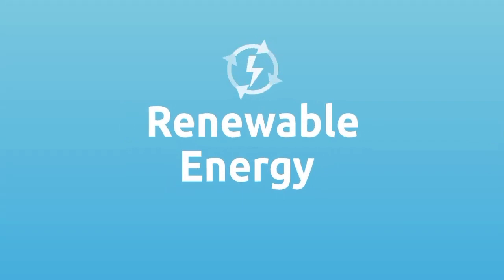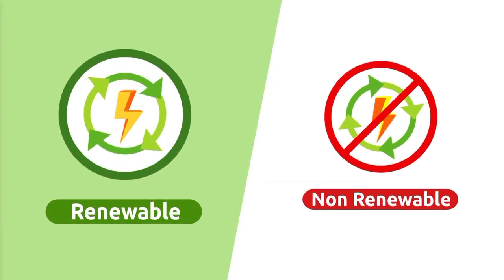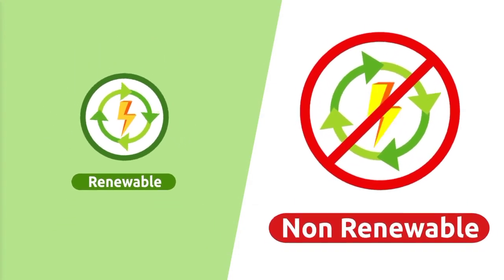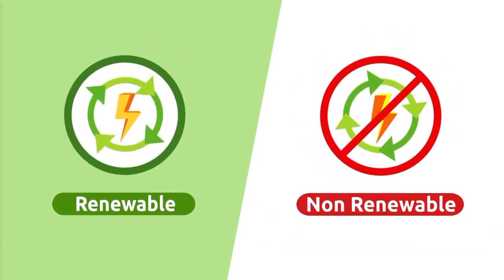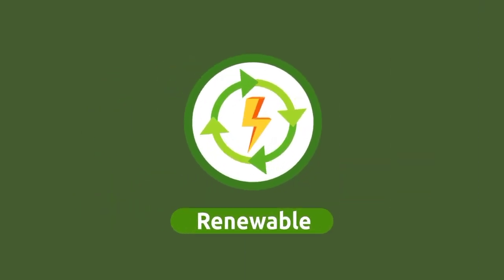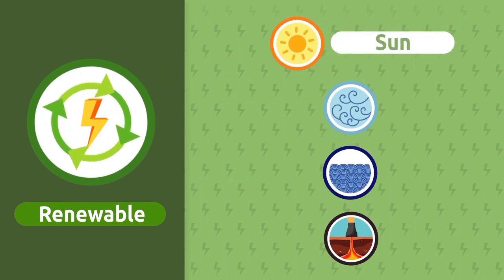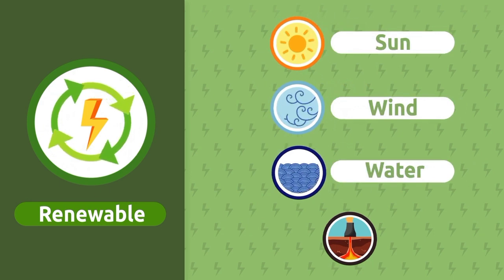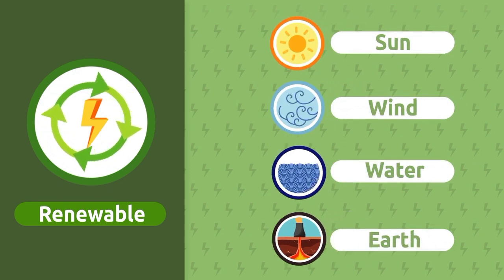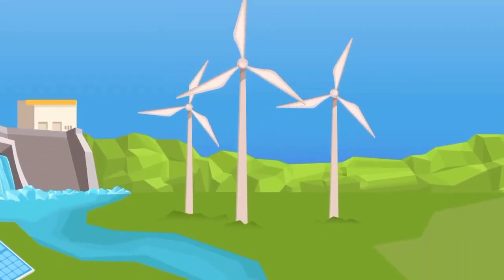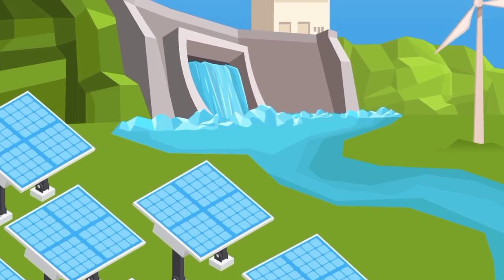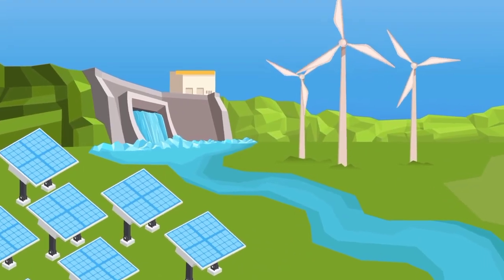Renewable energy. We obtain energy from two different sources: renewable energy sources and non-renewable energy sources. Today we're going to learn about renewable energy sources. Renewable energy refers to all those limitless energy sources present in nature. The sun, the wind, the force of water, or the inner heat of the earth are examples of renewable energy sources. These energy sources are present in nature and are naturally replenished. That's why they never run out.